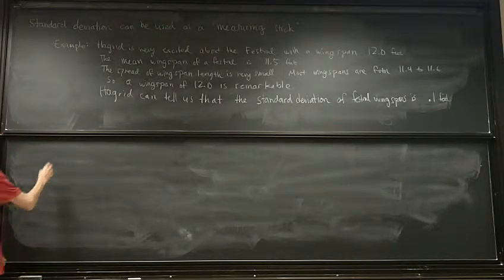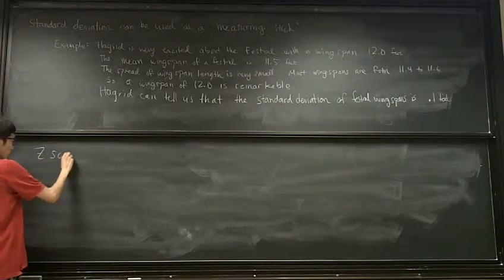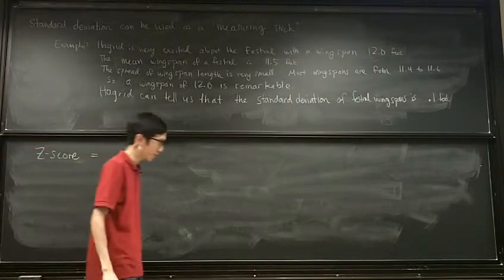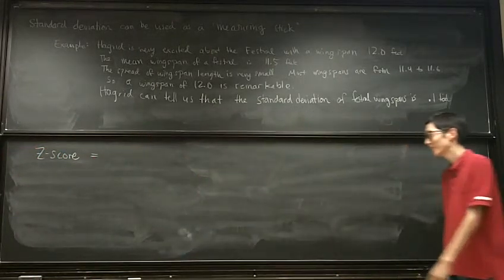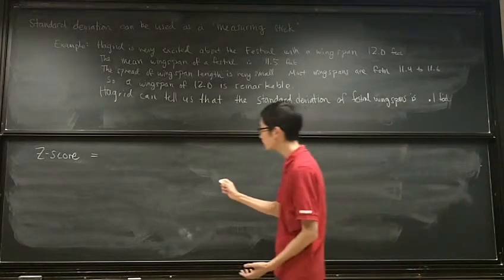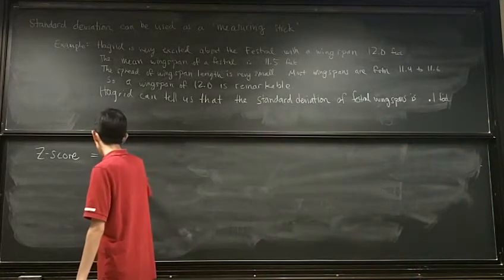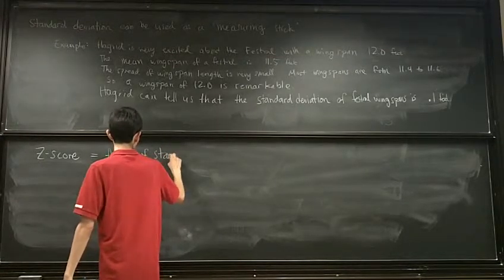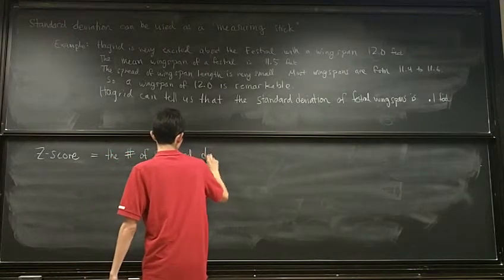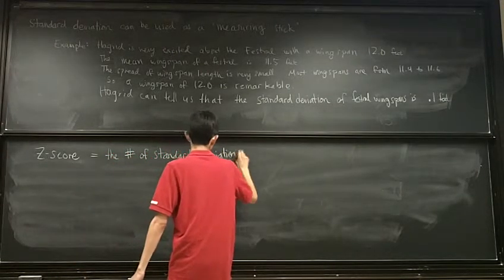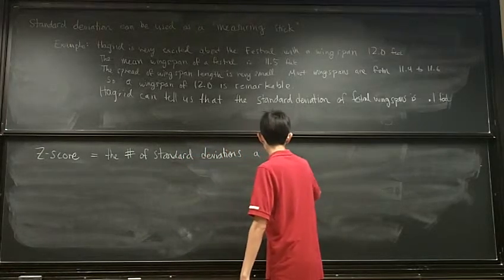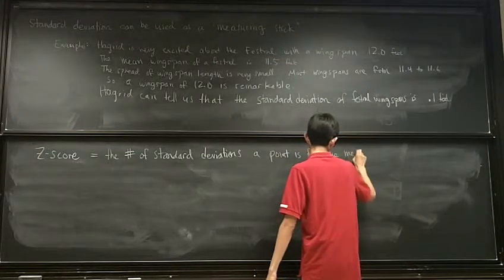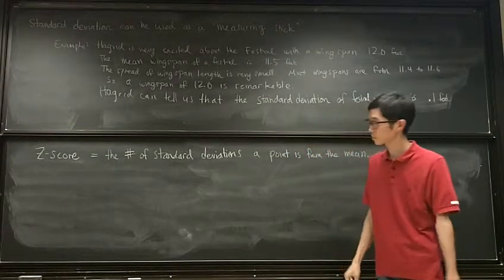So I'm going to introduce the concept of a z-score. A z-score tells us the number of standard deviations a point is from the mean. Okay.